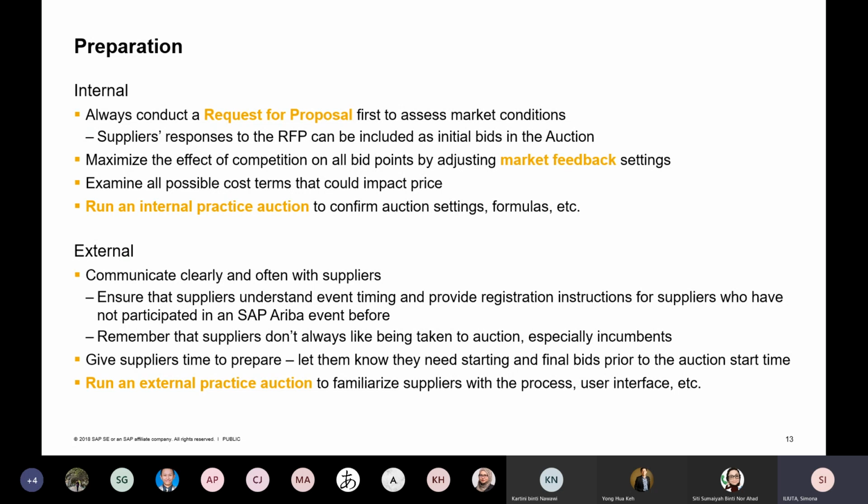You're not obliged to, but we need a first round of prices. We need you to have the suppliers' responses to an RFP, which will be analyzed, and you're going to be able to include them as initial bids in the auction. But you need that first round of prices so that you are able to set up the auction in order to maximize the number of bids that you have in an auction. Your purpose is to maximize the number of bids by adjusting the market information.